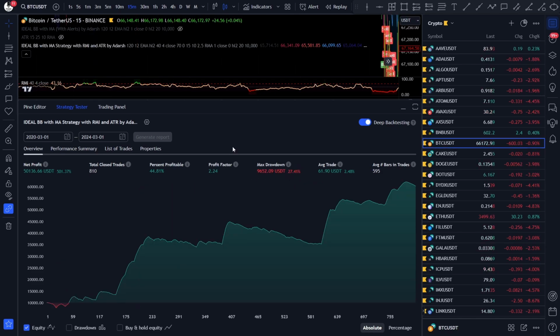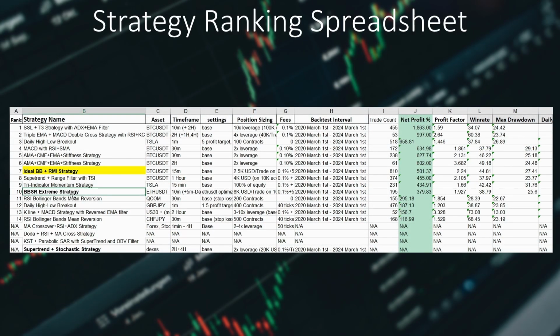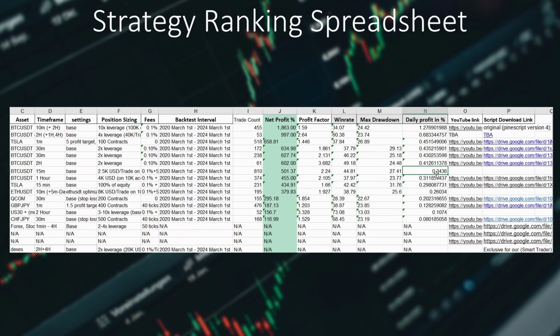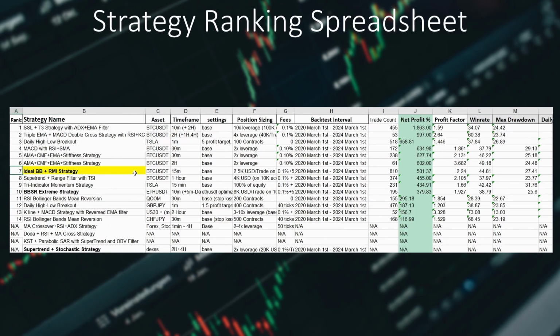Now let's see where this is placed in the strategy ranking spreadsheet. Here we have our strategy ranking spreadsheet, and today's strategy was the idealBB plus RMI strategy. Here you can see all the information I took from the backtest. Throughout the 4-year time interval, it generated 501% net profit, which comes out to 0.34% net profit on average each day. This makes this strategy the 7th best strategy we tested so far. So basically it's in the middle.